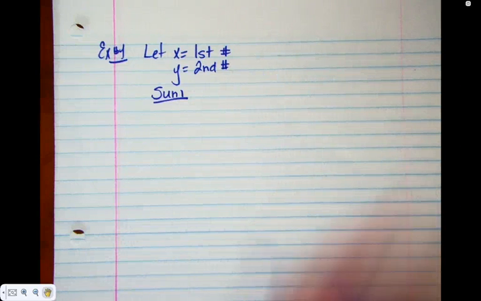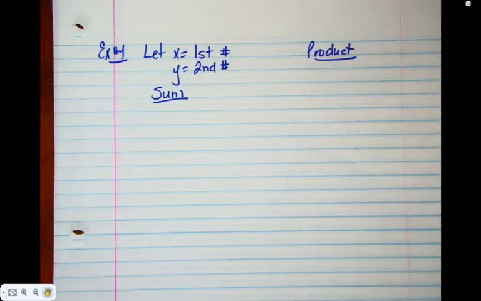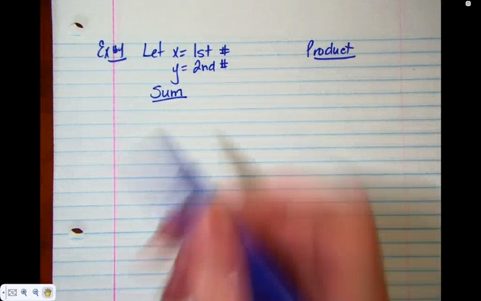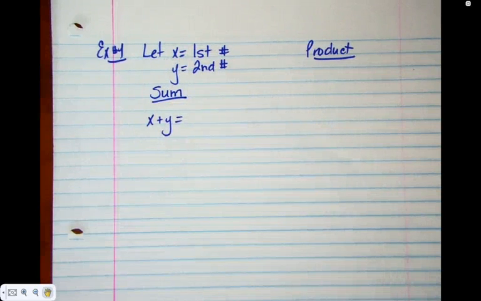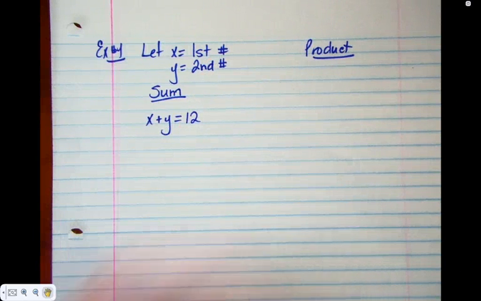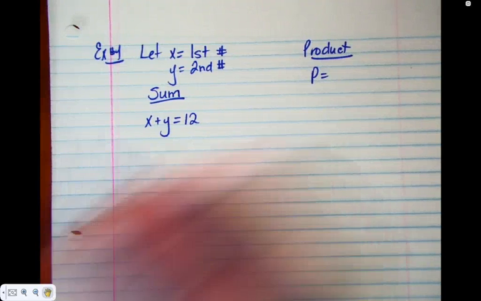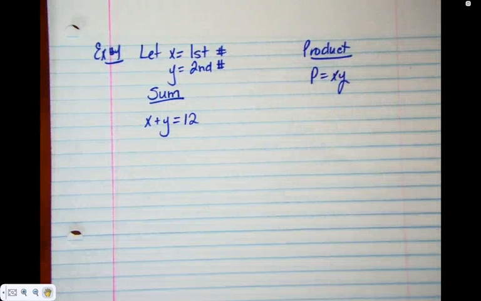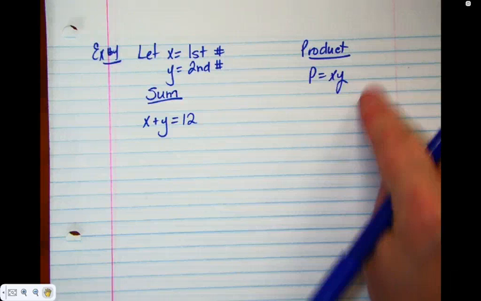I'm going to deal with the sum on the left, and I'm going to deal with the product on the right. And what do I know about the sum? Equals? What do I know about the product? What's the problem over here?